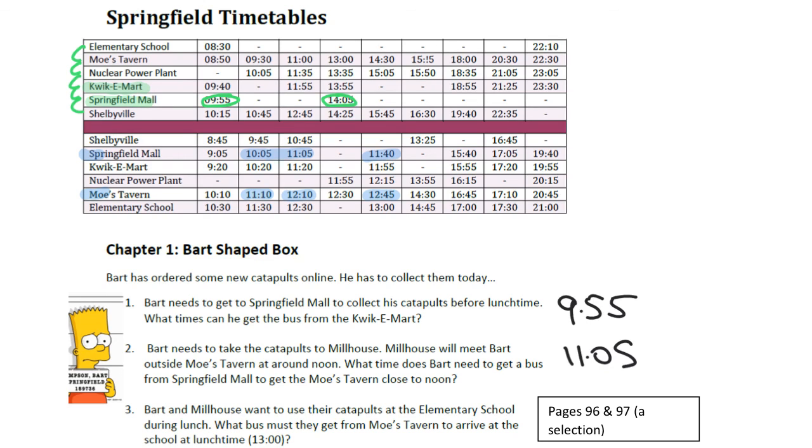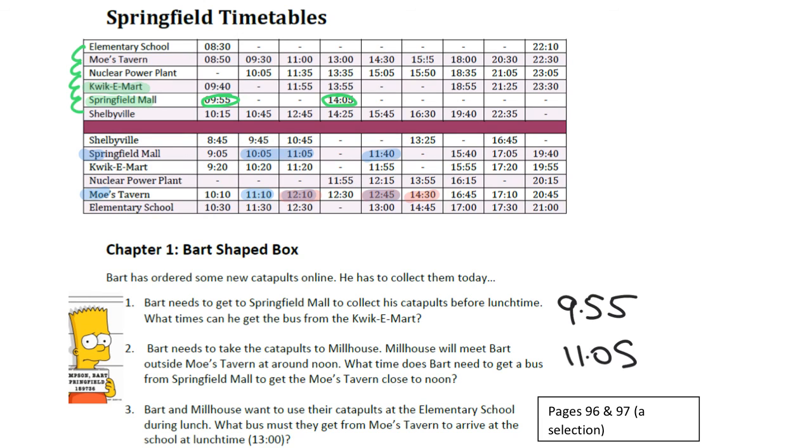And then Bart and Millhouse want to use their catapults at the elementary school during lunch. What bus must they get from Moe's Tavern to arrive at the school at lunchtime at 1 o'clock? So there are a couple of options to get from Moe's Tavern to the elementary school, one of which is the 12:10 bus that he was already on. The other one would be 12:45 or 2:30. Now the 12:30 bus doesn't go to the elementary stop. It seems to just go from the power plant to Moe's Tavern.